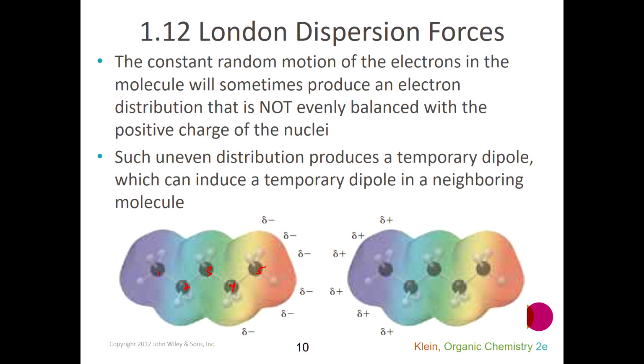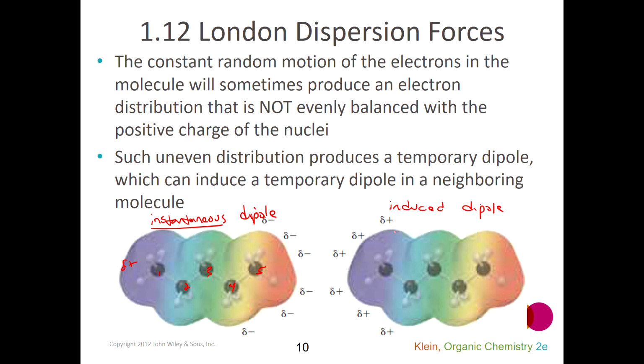That is called an instantaneous dipole. Instantaneous meaning just for an instant, just by random chance, the electron cloud just shifts to one side. That creates negatives on one side and positive on the other side. If that happens and there's a neighboring molecule, as we said before, it will shift in response to the other one. And so that's called an induced dipole.